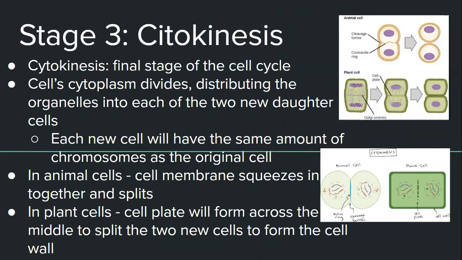During cytokinesis in animal cells, the cell membrane squeezes together around the middle of the cell. Cytoplasm pinches into two cells. Each daughter cell gets about half of the organelles from the parent cell.